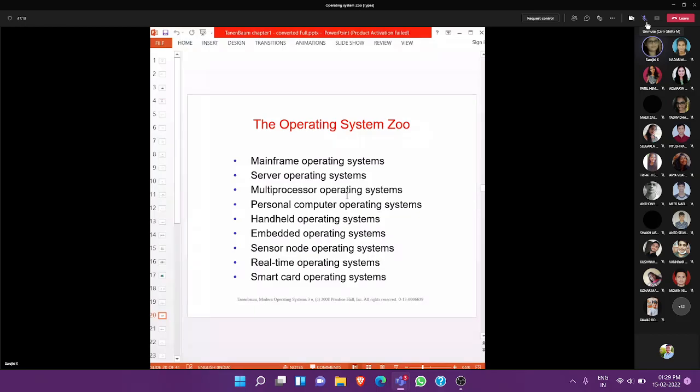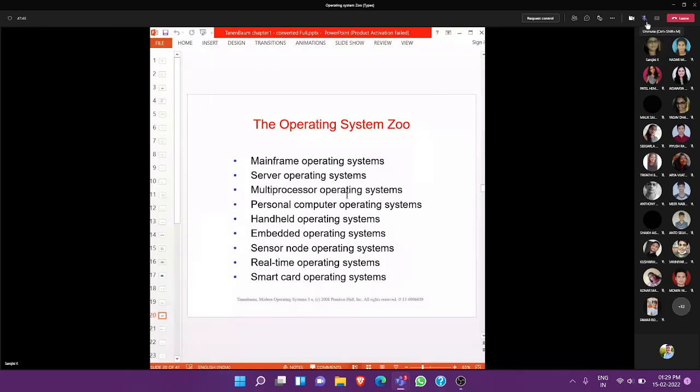So Palm operating system, Symbian. Symbian operating system will support installation of some applications to some extent. Palm OS will not support. Whatever application is there in the system, only that you can use. You can't newly install any applications in Palm OS.